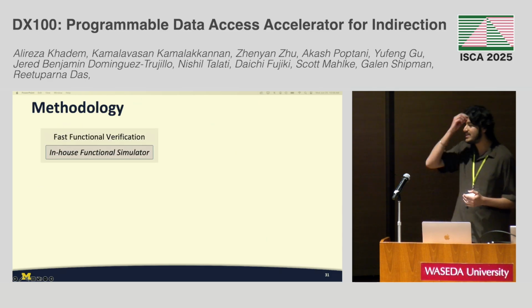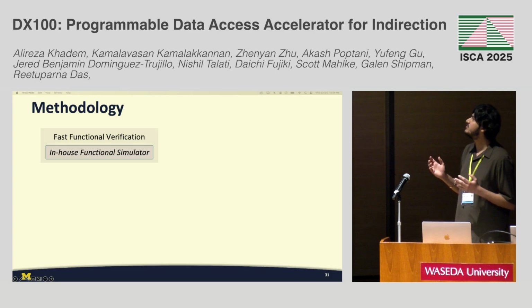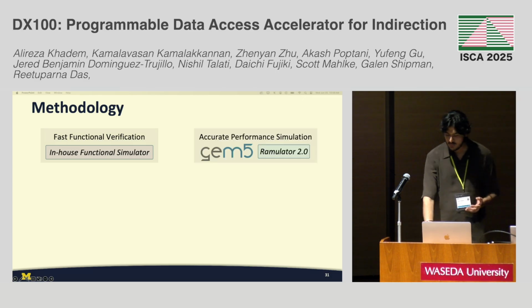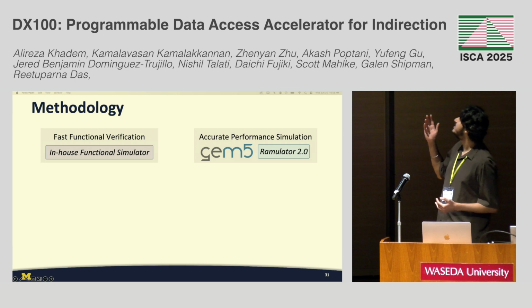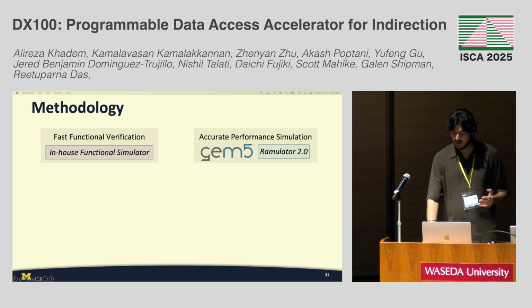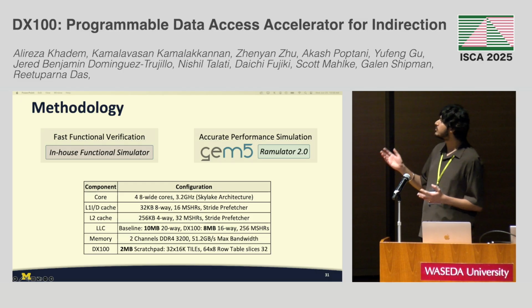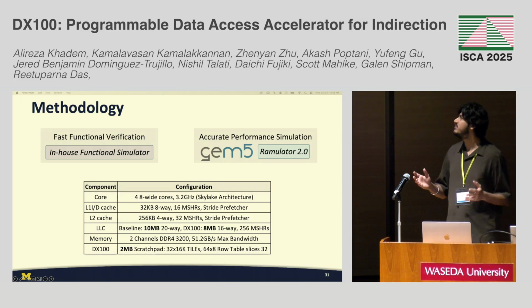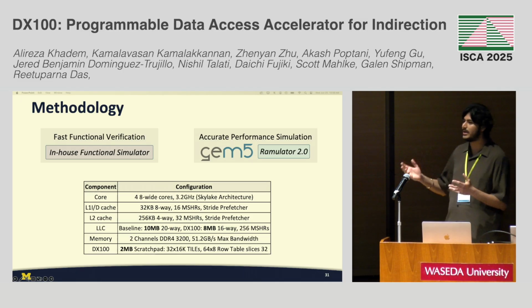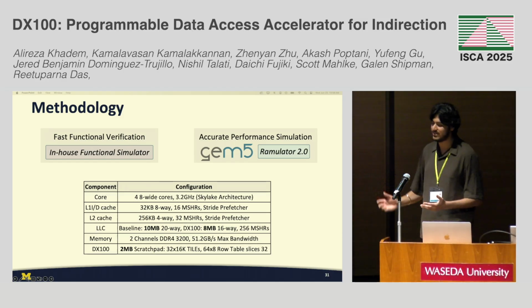To evaluate DX100, we have an in-house functional simulator for fast functional verification. Then we use Gem5 and Ramulator 2 for core and DRAM modeling. Our evaluation is based on a 4-core system. For the baseline, we have a 10 MB LLC, and for DX100, we have 8 MB LLC and 2 MB scratchpad.